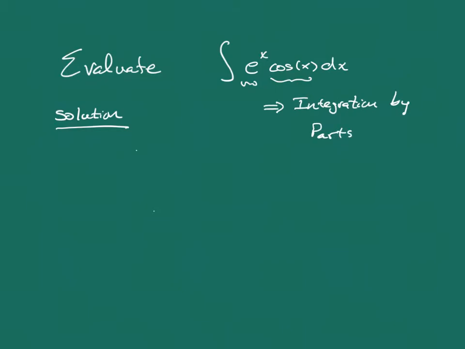So what's my integration by parts formula? The integral of u dv is going to be u times v minus the integral of v du. The question was, how do we go about choosing u and dv in that case? Once we choose u, dv then just becomes everything else.